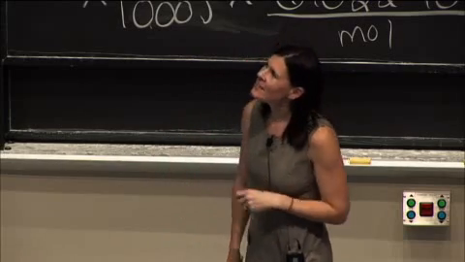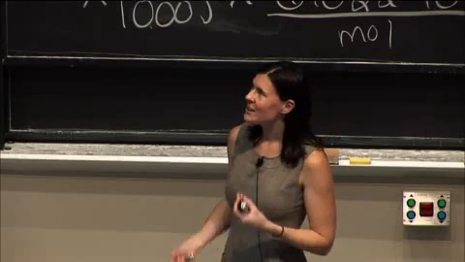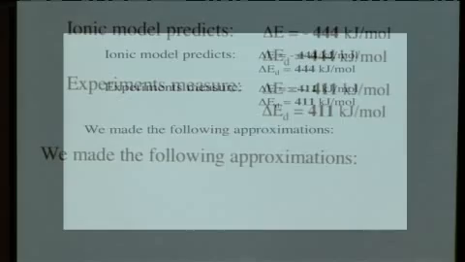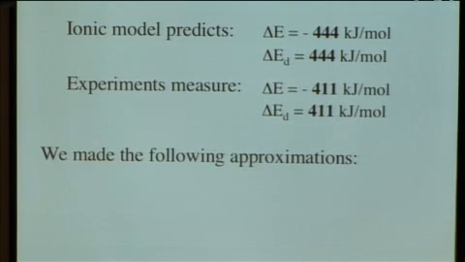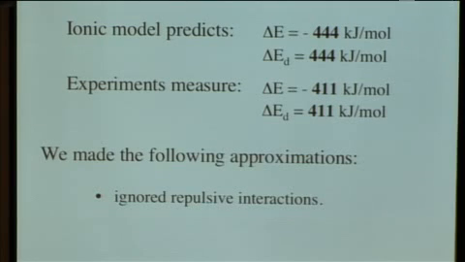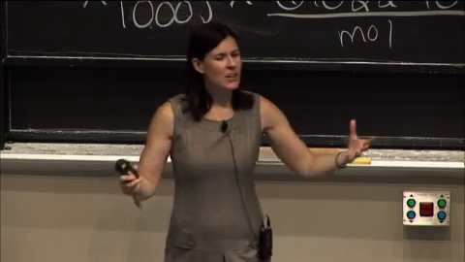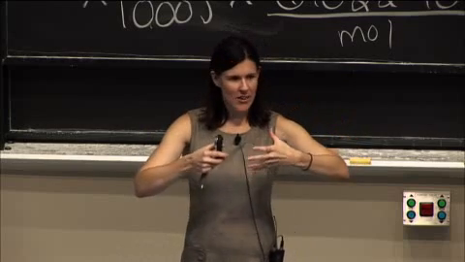All right, so let's take a look here at our predictions. So I just put them both ways so we don't get confused. The dissociation energy is 444. The change in energy for forming the bond is negative 444. We made the following approximations which explain why, in fact, we got a different experimental energy. The first thing is that we ignored any repulsive interactions. If you think about salt, it's not just two single atoms that you're talking about. It's actually in a whole network or whole lattice of other molecules.